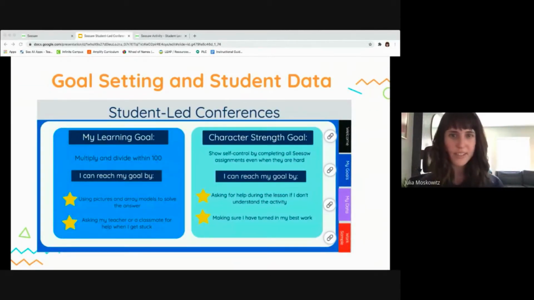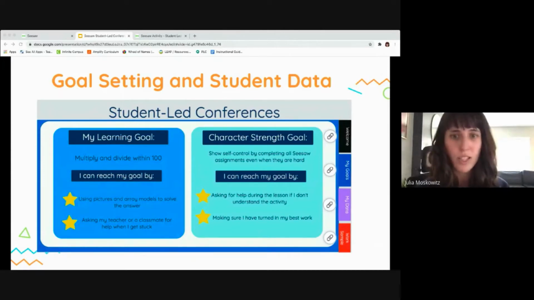So this is an example of what a goal setting template might look like. I will share this template right now that I've created for our school. And first, we're thinking about a learning goal. At College View, we have character strengths, so we always do a character goal as well. You might have a personal goal, anything that you feel would best support the student moving forward.